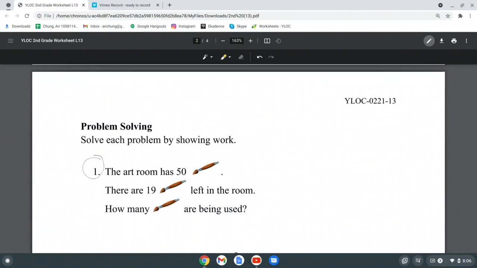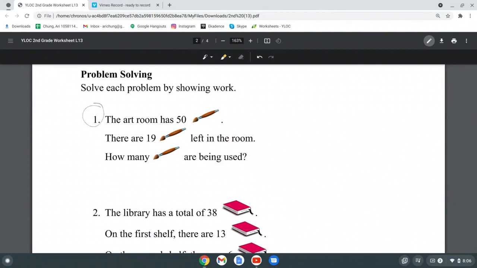Let's go to the next page, and here we are, problem solving. Solve each problem by showing work. Let's do number 1. The art room has 50 brushes. There are 19 brushes left in the room. How many brushes are being used? Since we want to see how many brushes are being used, we'll be subtracting 50, the amount of brushes that's in the art room, minus 19, which is the number of brushes that are being left in the room.